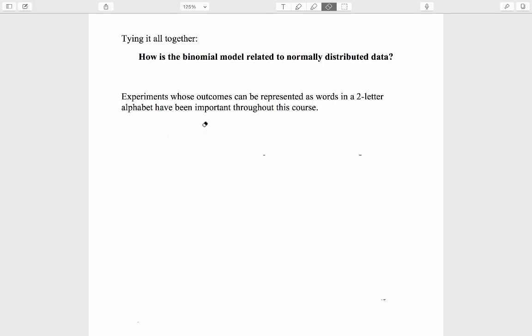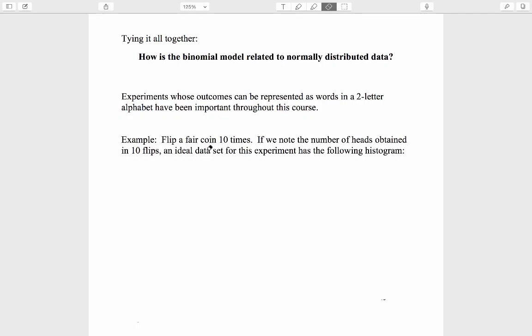And now we are ready to tie it all together. How is the binomial model related to normally distributed data? Experiments whose outcomes can be represented as words in a two-letter alphabet have been important throughout this course. For example, flip a fair coin 10 times. If we note the number of heads obtained in 10 flips, an ideal dataset for this experiment has the following histogram.